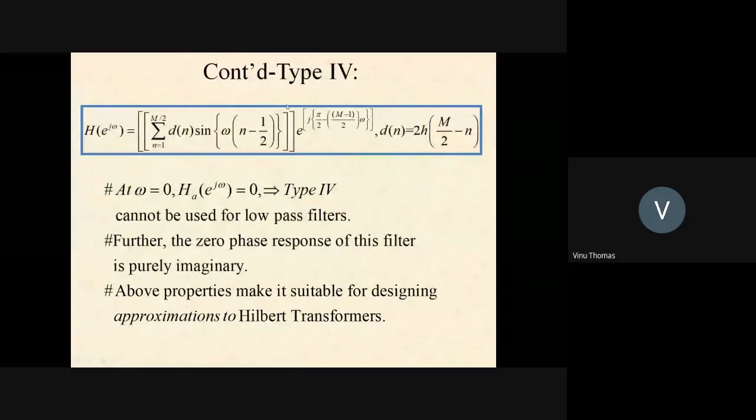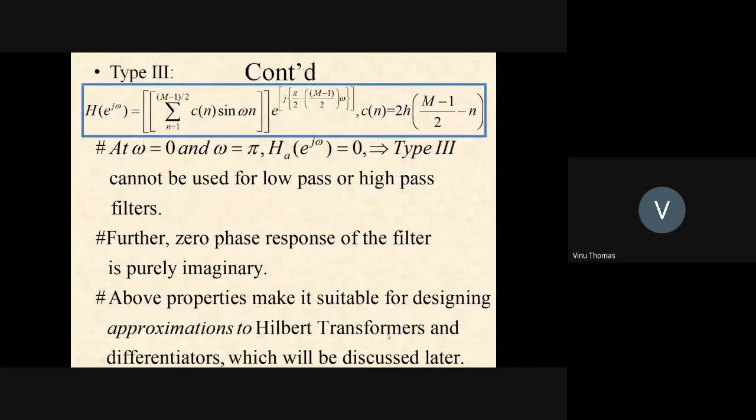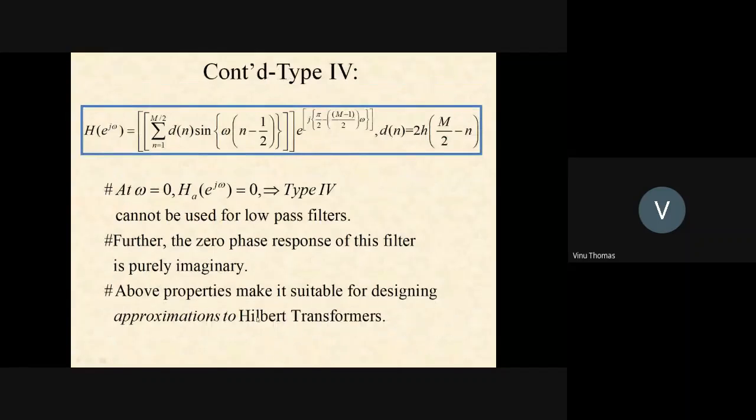Likewise, type 4 cannot be used for designing low pass filters because of this reason, and you can use them to design Hilbert transformers. But later we will see that type 4 cannot be used for designing digital differentiators, whereas type 3 could be used for designing Hilbert transformers and digital differentiators. Type 4 can be used only for designing approximations to Hilbert transformers. We will see all those when we work out a few questions.